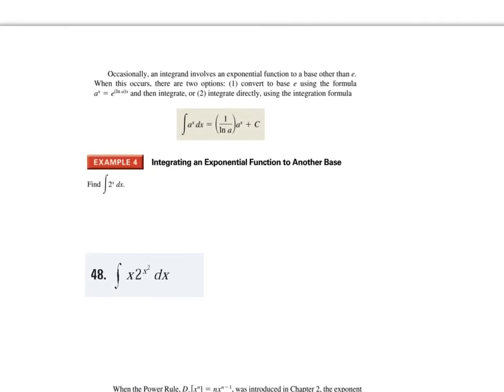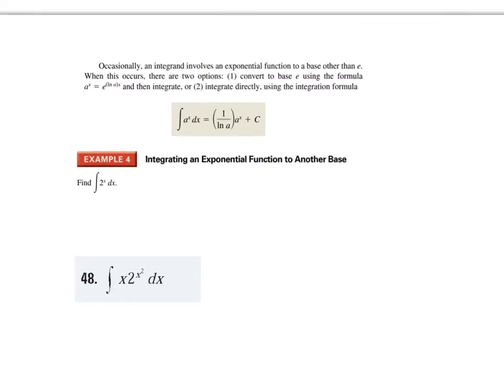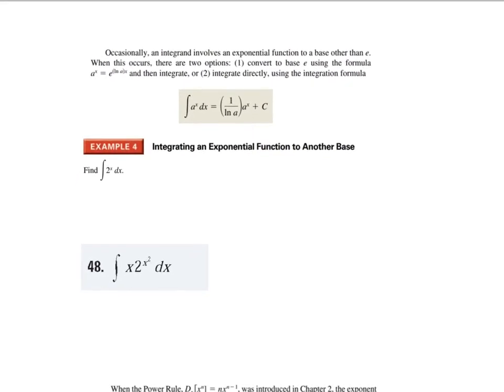Occasionally, an integrand involves an exponential function to a base other than e. When this occurs, there are two options. You can convert to base e, which is not an option that we generally take, using the formula that we discussed right at the beginning of the lesson, where you can rewrite any general exponential as an exponential base e. Or you can integrate directly using some integration formula. That's the path that we generally take, is path number 2.